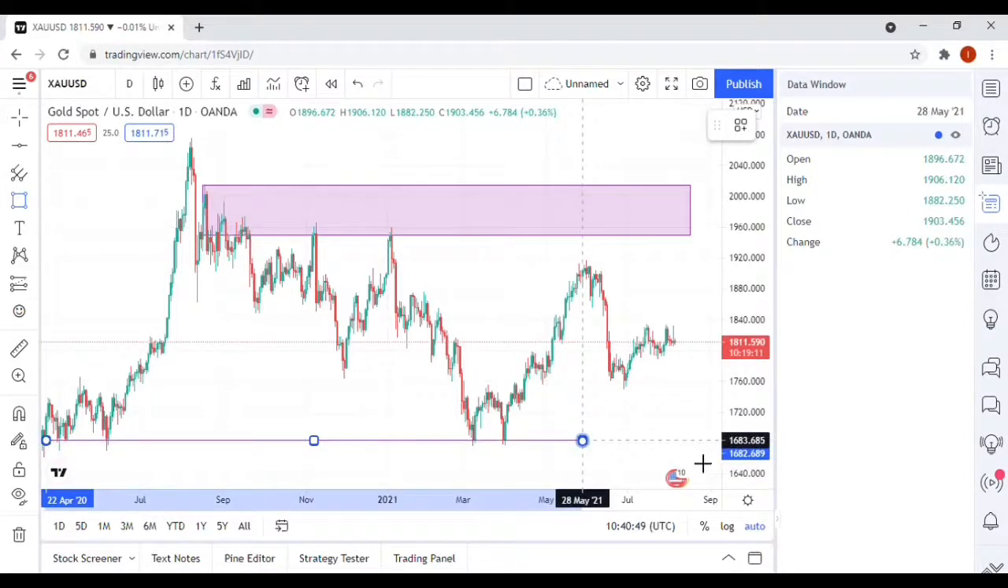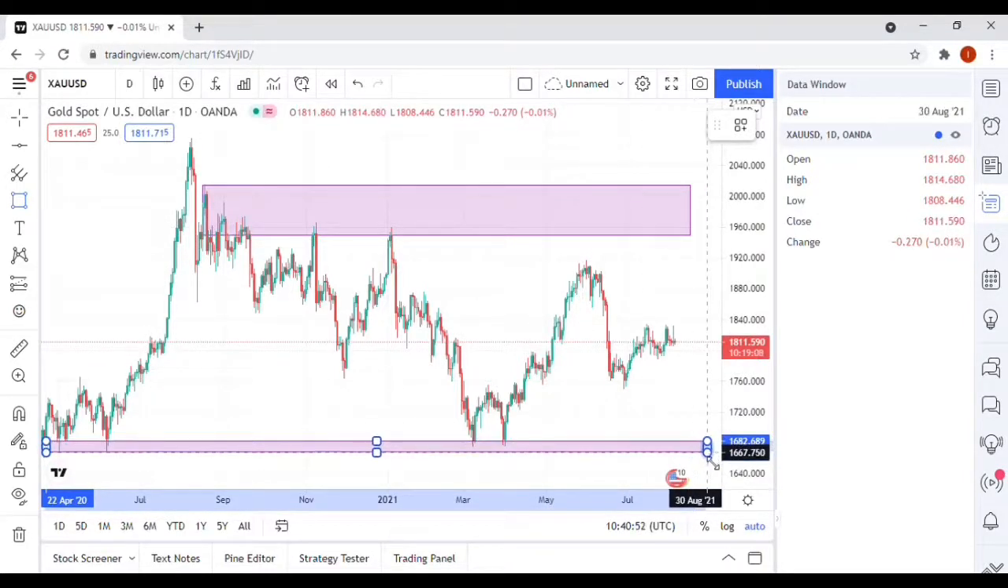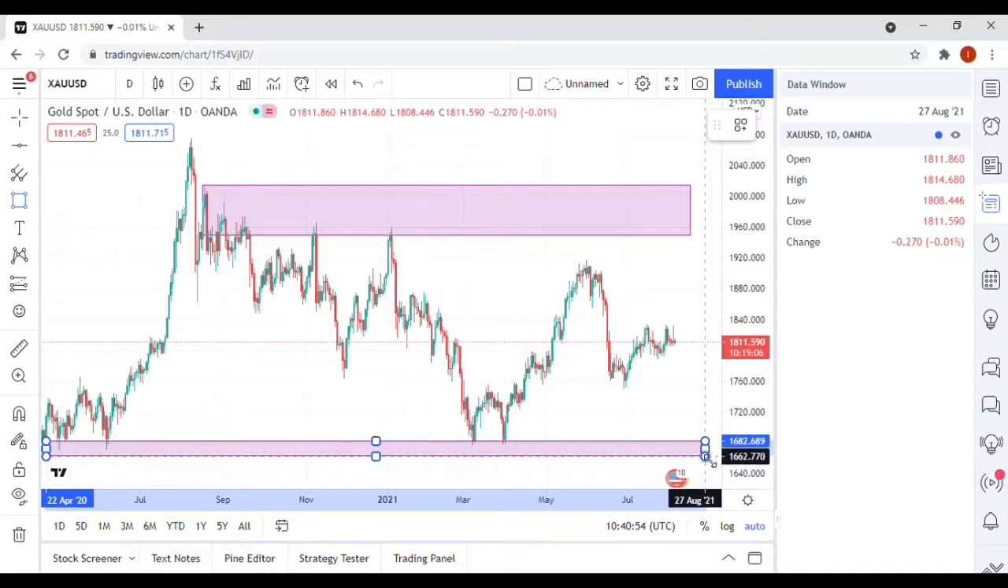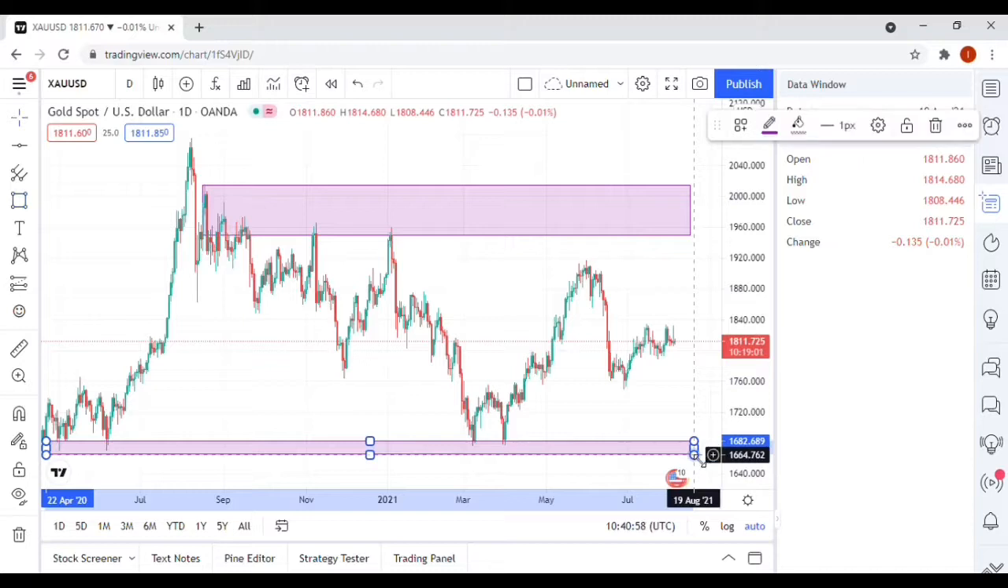We have found our demand area. So one thing we know is that if price comes back down to this area, we expect it to go back up again. There are some other areas that we can also take into account.